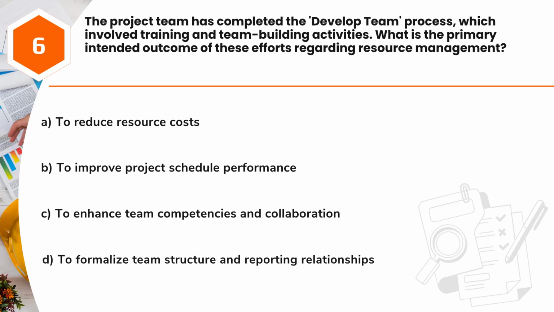Question 6. The project team has completed the develop team process, which involved training and team-building activities. What is the primary intended outcome of these efforts regarding resource management? A. To reduce resource costs. B. To improve project schedule performance. C. To enhance team competencies and collaboration. D. To formalize team structure and reporting relationships.